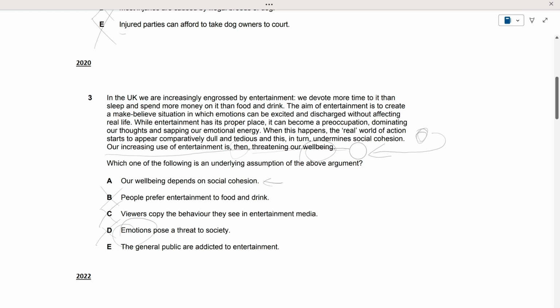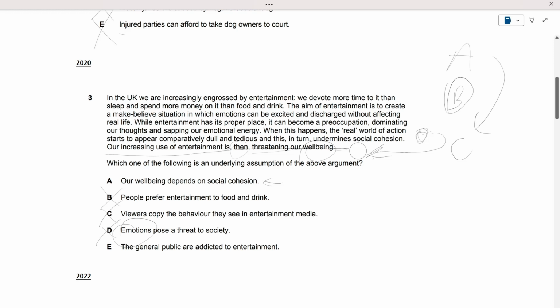So A and E are the two most convincing answers, but A is far more convincing because you can see the direct assumption here in this sort of jump of a step. Often if you read sentence by sentence, and you see where there's a jump in the paragraph, where they've gone from A to C without crossing premise B, that's where the assumption should be. If we put here, when this happens, the real world of action starts to be comparatively dull and tedious, and this in turn undermines social cohesion. Our well-being depends on social cohesion, therefore entertainment threatens our well-being. That works a lot better than what's done here.